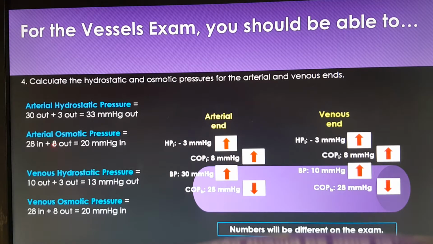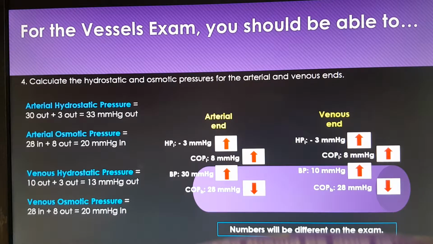Your arterial osmotic pressure, so your 8 out opposed by your 20 in, so 28 in. So because the 28 is much larger, you end up with 20 into your capillaries. For your hydrostatic pressures, because they help each other, it's just adding them together, and the force drives out.